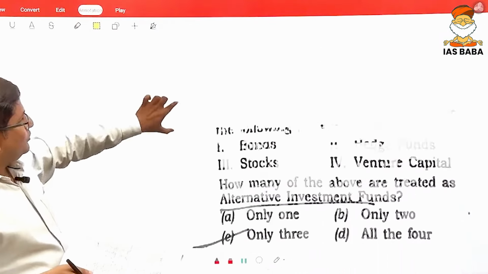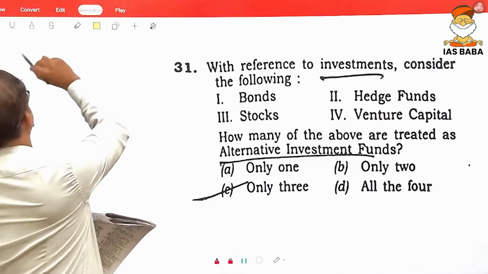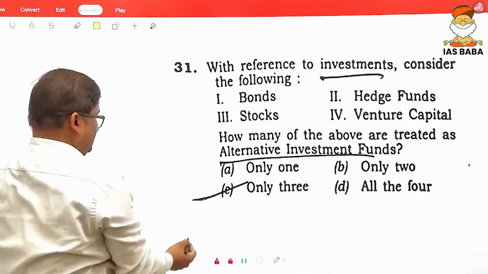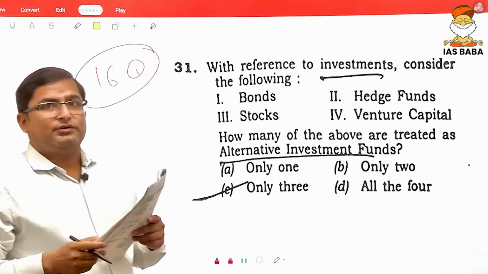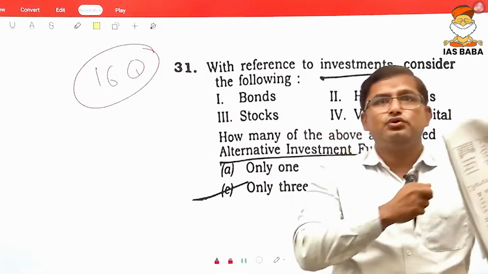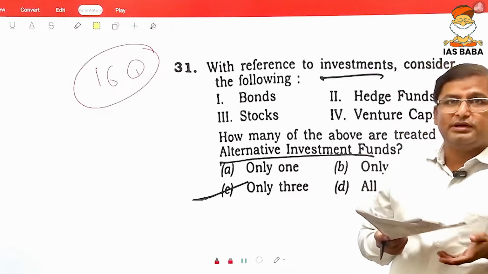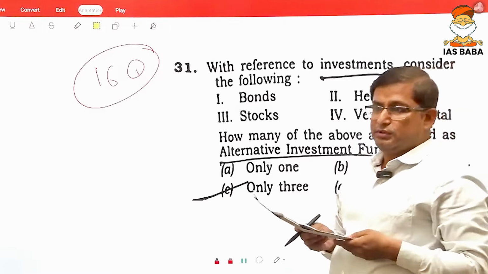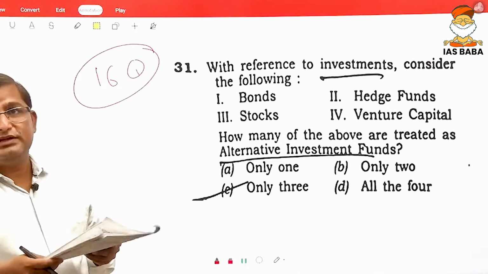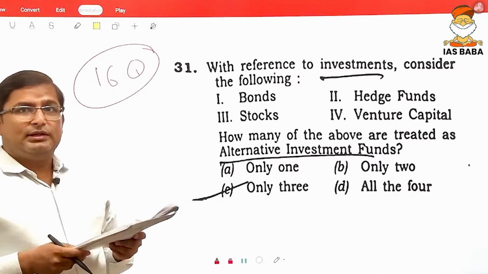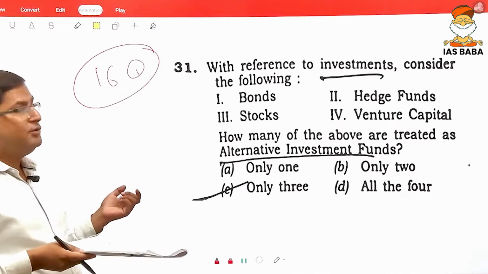Let me tell you, this year they have asked 16 questions from the economy. Few questions were analytical, so you need to study thoroughly because these questions were analytical as well as conceptual. Mostly questions were from banking, RBI, and financial markets. Let's see the questions and their probable solutions.